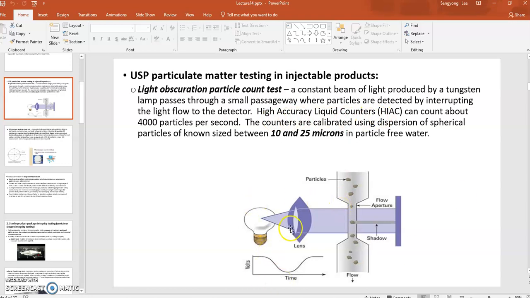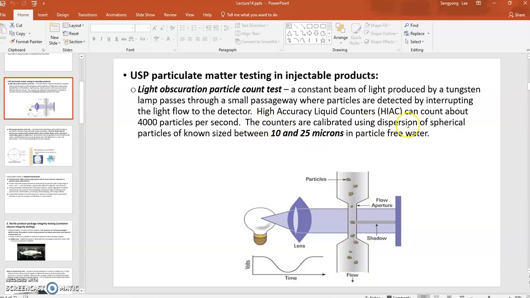So it looks like this. There's a tungsten light bulb shining a bright light, and then your drug will go through the area where the light passes, and there's a sensor on the other side. If any particle goes through, it may absorb or deflect the light, so the light will be reduced. The machine will sense the presence or absence of particulates floating in the liquid. So it's a very accurate method.